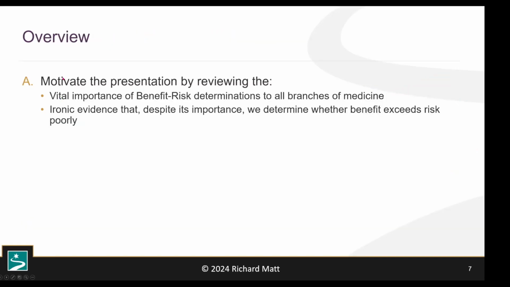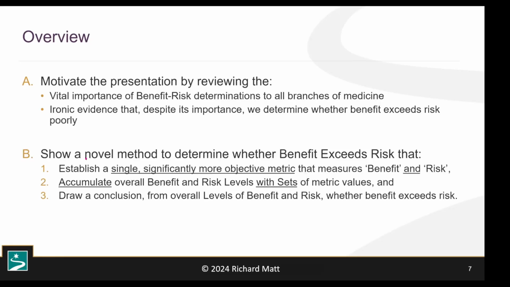So let me start my presentation on benefit risk analysis by talking about how important it is to all branches of medicine and the many problems we have implementing it. The solution I'm going to come up with, I'll just outline here briefly so you can follow as we're going through the presentation. I'm going to first establish a single and much more objective metric to measure benefit and risk than people traditionally use. I'll be accumulating overall benefit and risk with sets of metric values from this first metric. And finally, we'll show how to draw a conclusion from the overall benefit and risk measurements of which is bigger, benefit or risk.